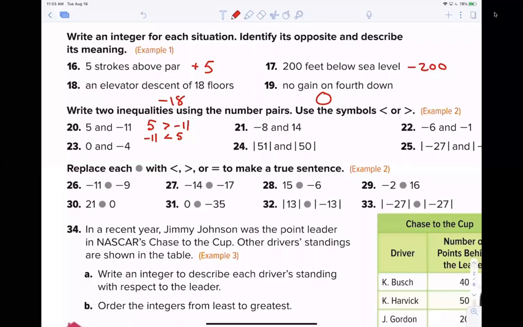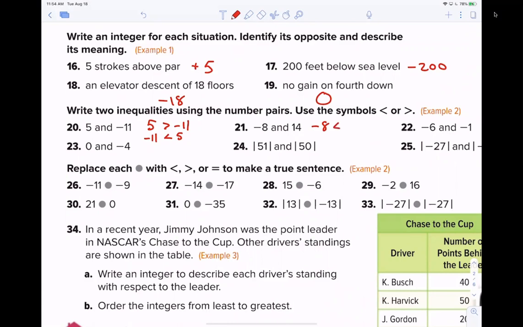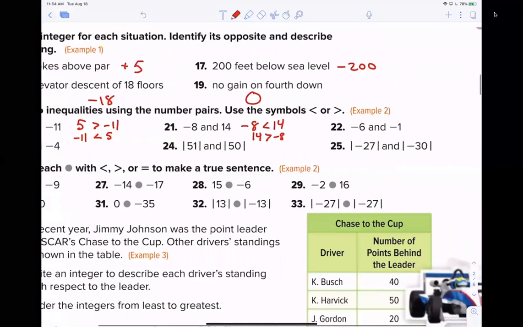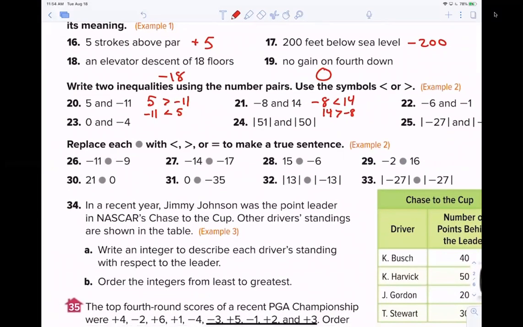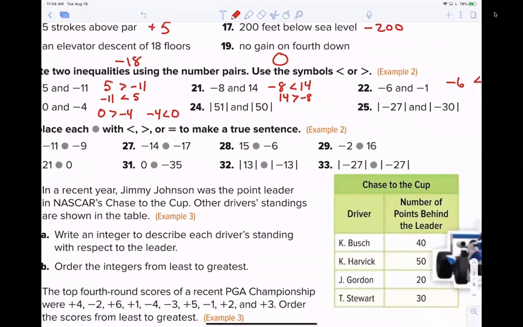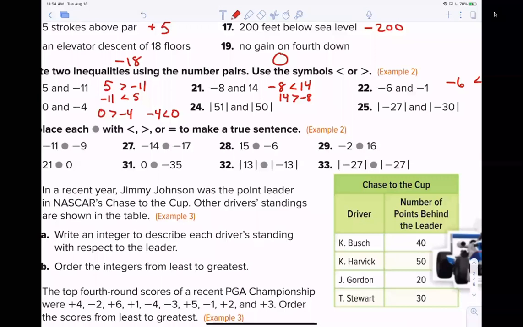20. Yeah, we're on 21. -8 and 14. So -8 is less than 14, and 14 is greater than -8. Beautiful work. Next. -6 and -1. -6 is less than -1, or -1 is greater than -6. Beautiful. All right, number 23. 0 and -4. Yep. 0 is greater than -4, and -4 is less than 0. Yes, I'm very happy. All right, Ashley, you're up. What about the absolute value of 51 and 50?